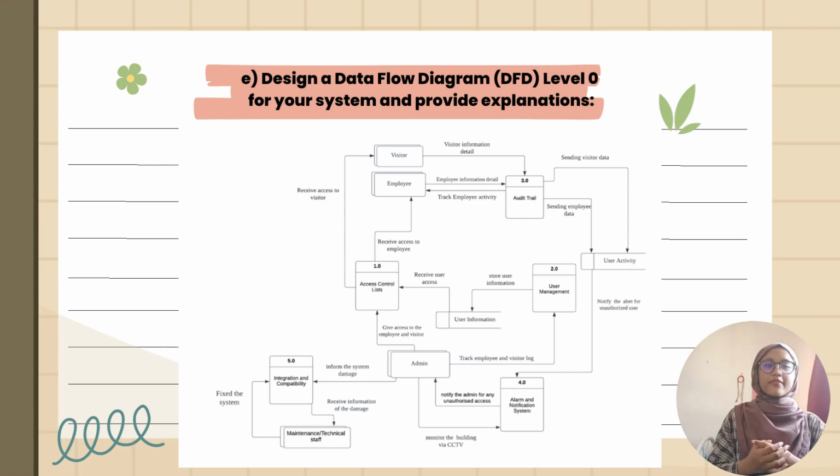Next, the admin gives access to employees and visitors to enter the facilities and monitors the building via CCTV through the alarm and notification system process. Other than that, the admin can inform the technical staff if the system is damaged. Admin can also monitor the building and track employee and visitor log records through the alarm and notification system process.